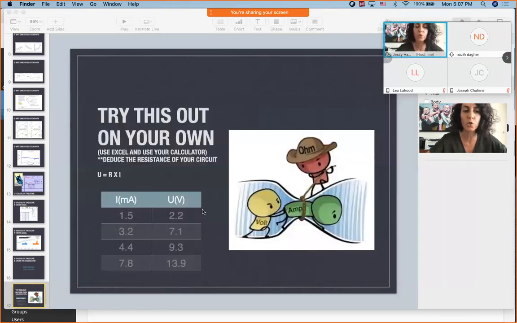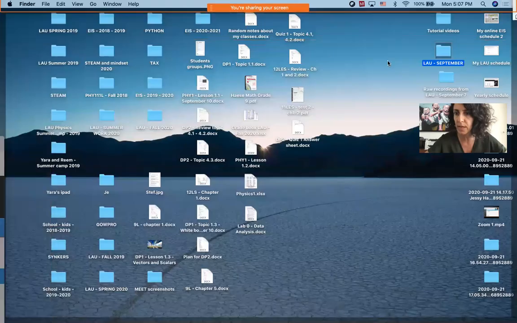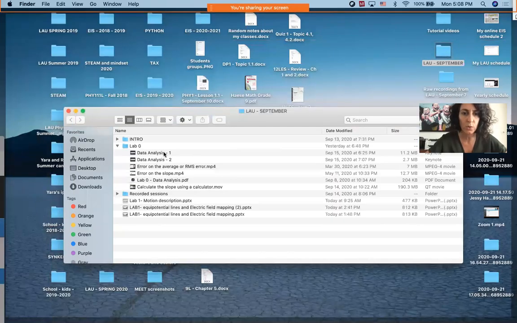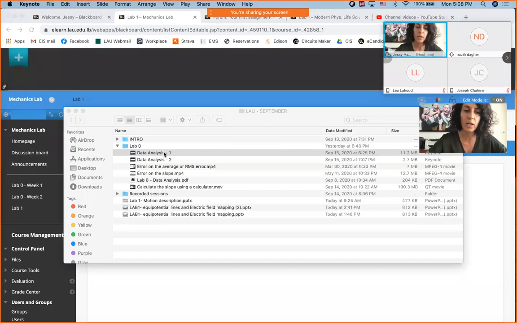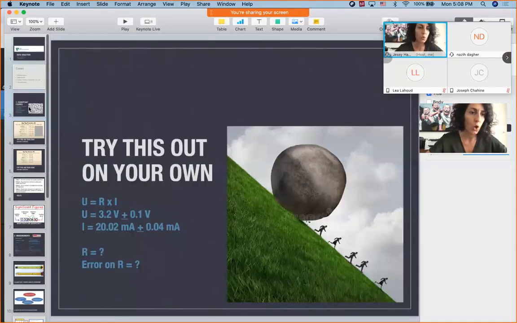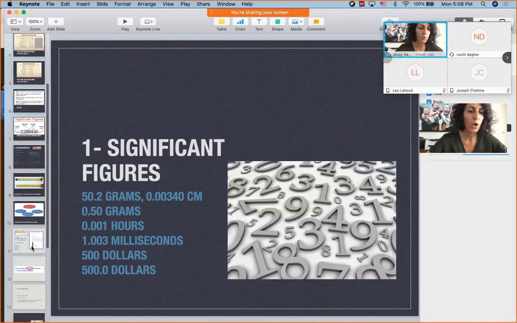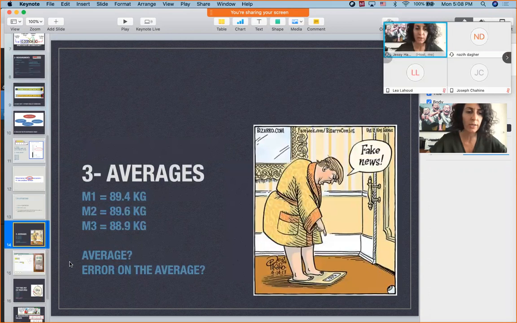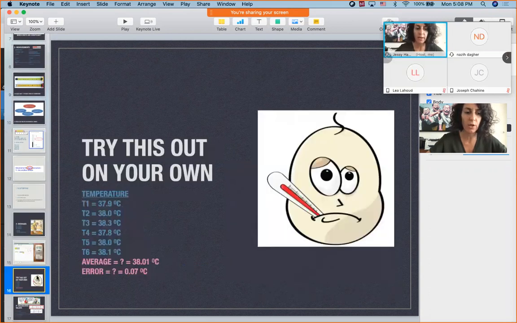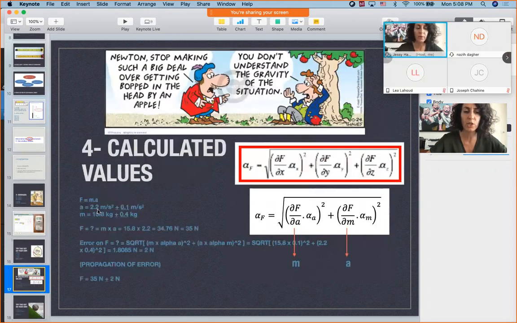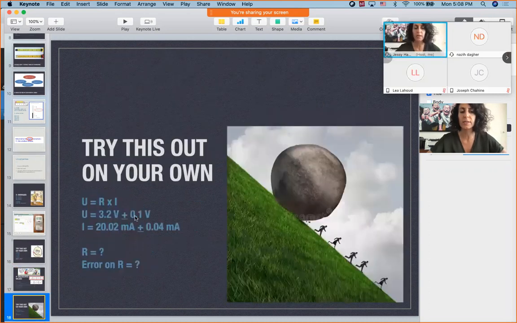So you are supposed to know how to solve this alone. That's concerning data analysis number 2. Concerning data analysis number 1, you need to know how to find the averages. Let me open it for you because I really believe it's very important. Everyone in this room should be able to count the number of sig figs, find the average and the error on it, and do the propagation of error. This one is solved for you, and this one is new.